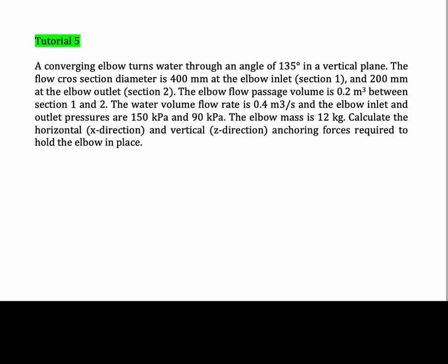So this is tutorial number 5. A converging elbow turns water through an angle of 135 degrees in a vertical plane. The flow cross-section diameter is 400 mm at the elbow inlet and 200 mm at the elbow outlet, section 2. The elbow flow passage volume is 0.2 meter cube between section 1 and section 2. The water volume flow rate is 0.4 meter cube per second.